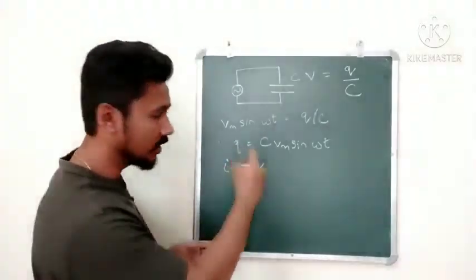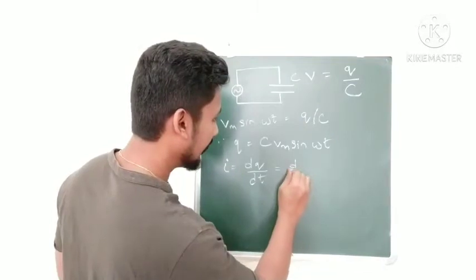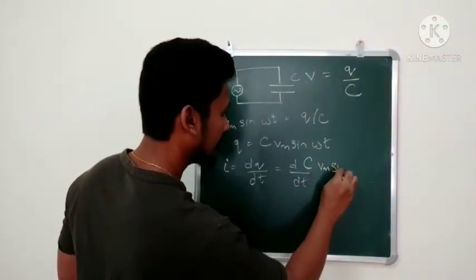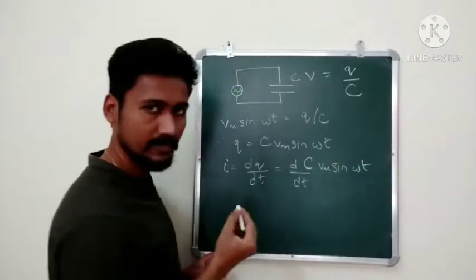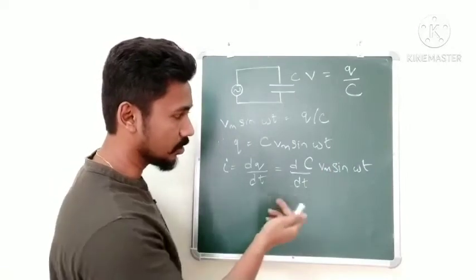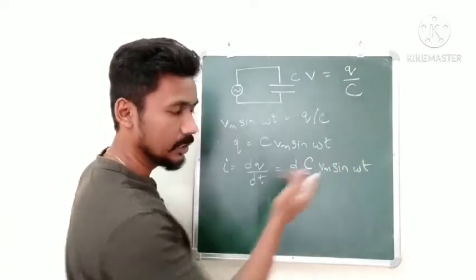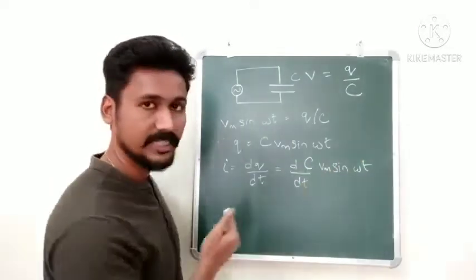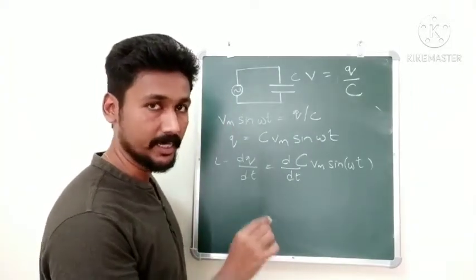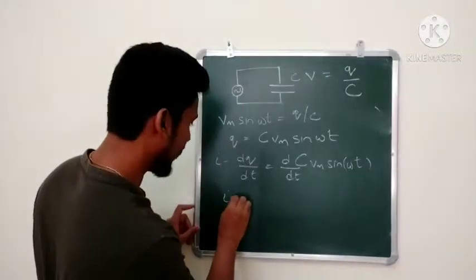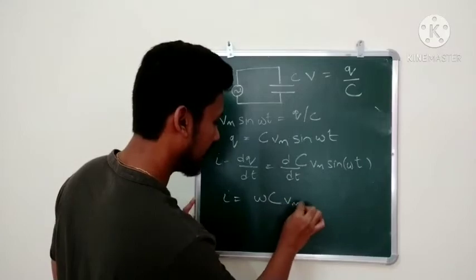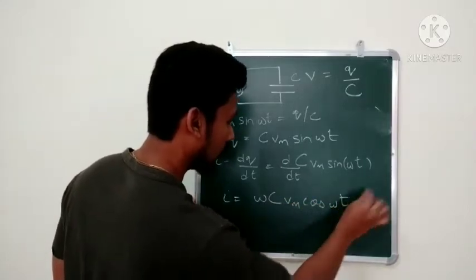From this relation you get q. So we get this as the derivative of capital C Vm sin of omega t. Fine till here. Then what do we know? C and Vm are constant, so it is only derivative of sin of omega t. What is derivative of sin omega t? Derivative of sin omega t is omega cos omega t. So what we will get, therefore, I is equal to omega C Vm cos omega t.